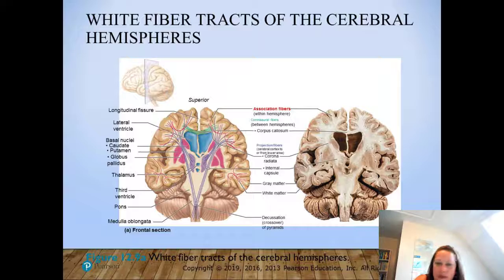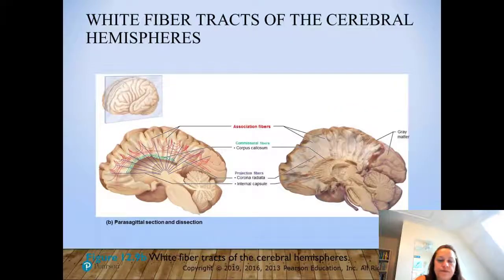And again, everything can talk to each other. It's the side view of the same thing, right? The association fibers are in the same hemisphere. The commissural fibers look like dots because it's showing you the fibers going in and out, and the purple fibers go from the brain down into the spinal cord.